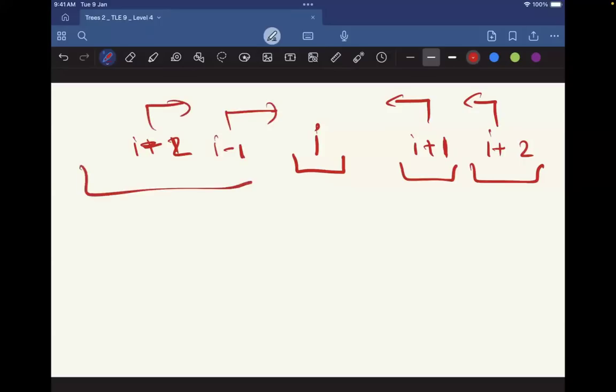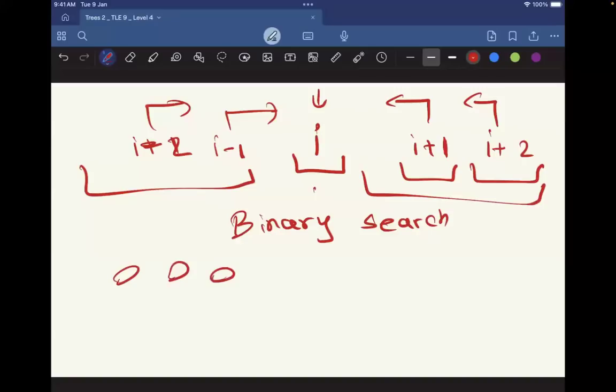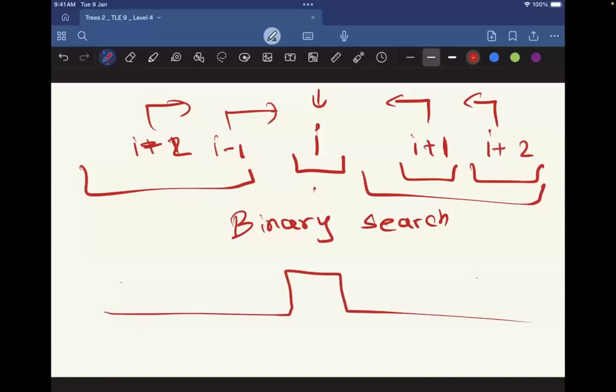And hence, because I know which direction I need to go, and here I don't need to do anything, I can just binary search over it. All right. It's not something like it is 0, 0, 0 till here and then it is 1. It is not like that. All right. It's kind of like this.